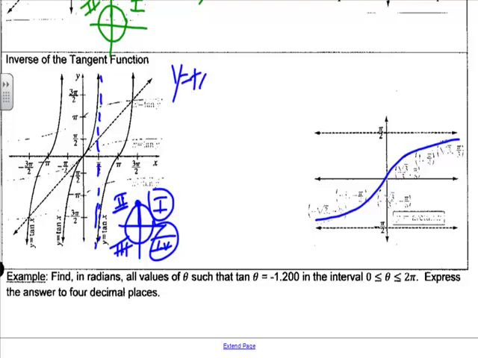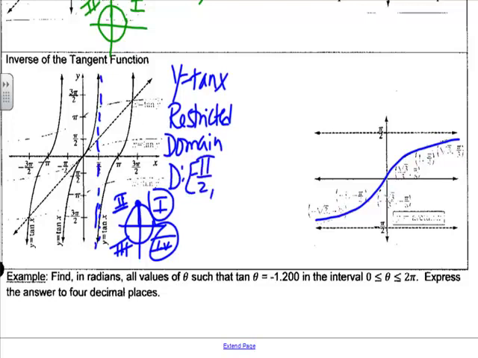So y equals tan x. The restricted domain, we're going to use quadrants 1 and 4, so we describe that as negative pi over 2 to pi over 2. And remember, something different's going on with the range of tangent. Tangent is going in both directions up to positive infinity and negative infinity, so the range then is all reals.